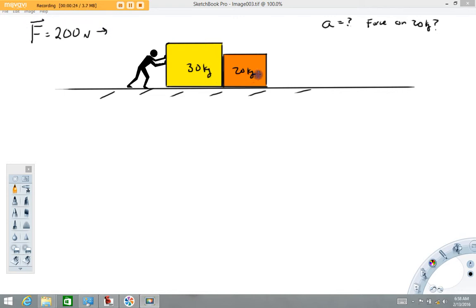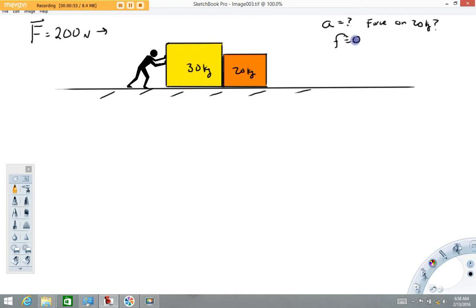This 30 kilogram box is sitting next to a 20 kilogram box. And what we're going to do is try to find the acceleration of the system and the force applied on the 20 kilogram box at the surface. In this example, we're going to assume friction is small or negligible. I'll go ahead and work another video to demonstrate how to incorporate friction into it. But for this video, I'm just going to keep it as is.